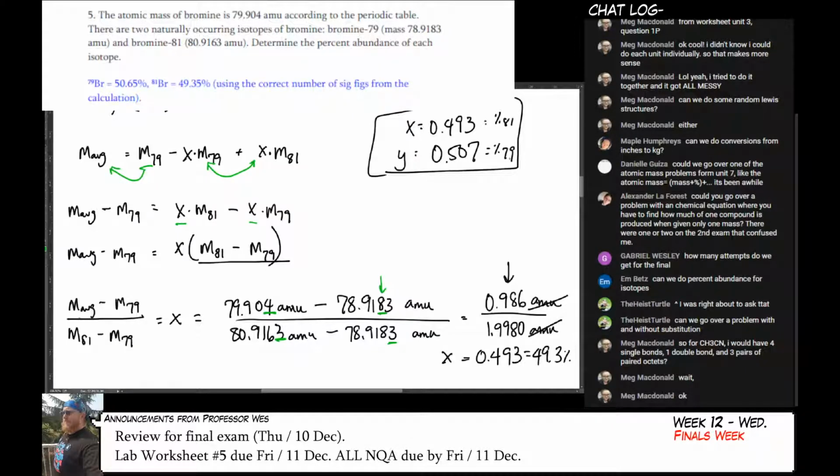So that's one with substitution. Without substitution is really easy, because you'll just be given an element that doesn't exist, and you have to find its atomic mass, and that's the only way to do it. You're going to just multiply percentages by masses and sum the results together.